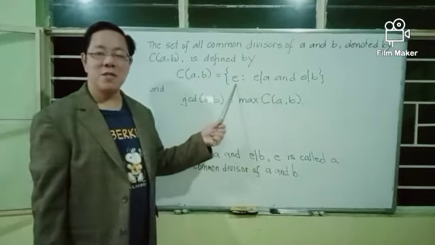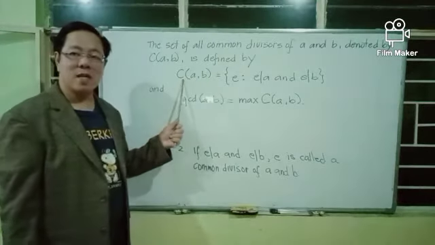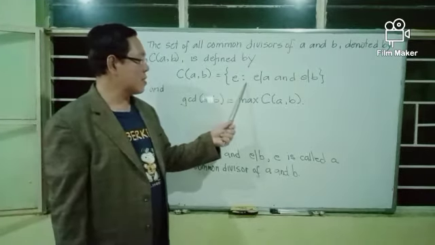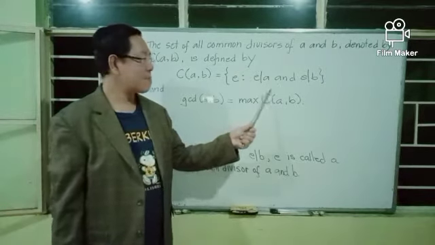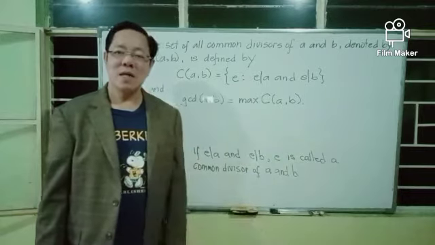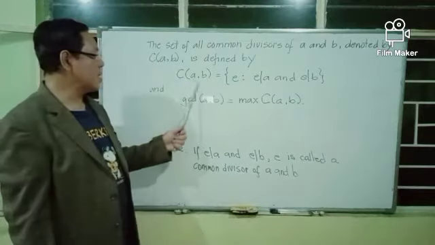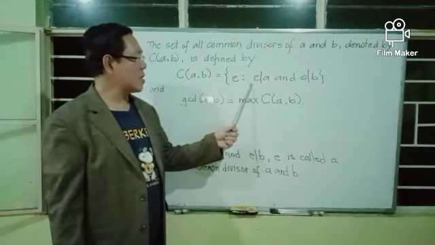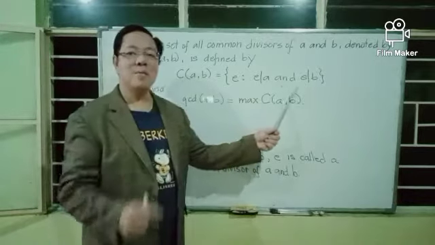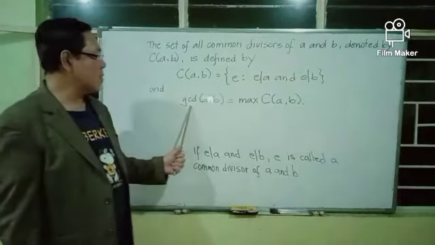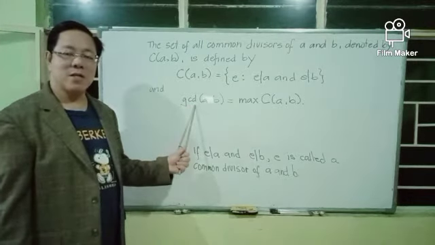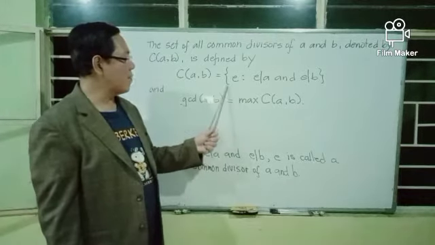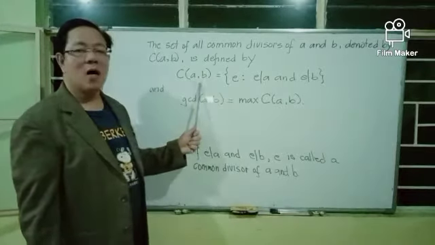It's the set of all integers E. The set of all common divisors of A and B is the set of all integers E such that E divides A and E divides B. Again, the set of all common divisors of A and B, denoted by C of A, B, is the set of integers E such that E divides A and E divides B. And the greatest common divisor is the largest integer that divides A and B, and it's equal to the maximum of the set C of A, B.